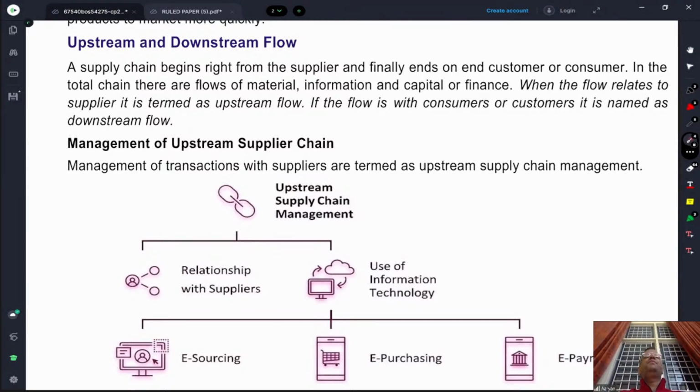Write down point number A in that: Flow of material. Write down second point, B point: Flow of information. Next line, last point: Flow of capital, oblique finance.